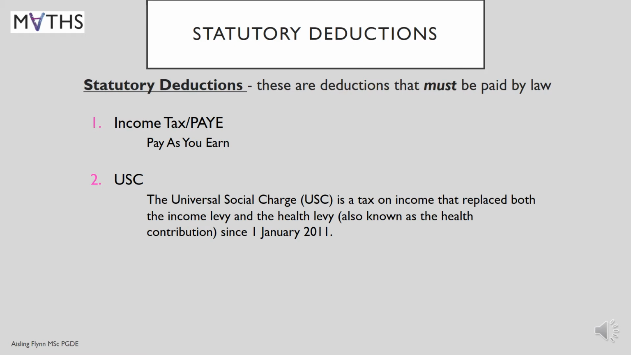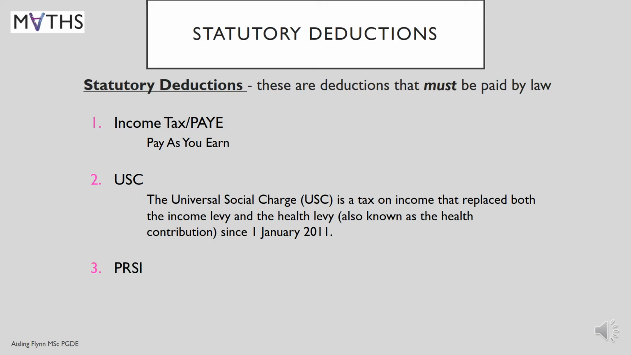USC stands for Universal Social Charge, and it is a tax on income that replaced both the income levy and the health levy on the 1st of January in 2011. Basically, this was an emergency measure at the time for the government in the last recession, and it was promised at the time that it would be abolished when the economic situation got better, but it still exists. Its rates have reduced somewhat, and they continue to change year on year with each financial budget.